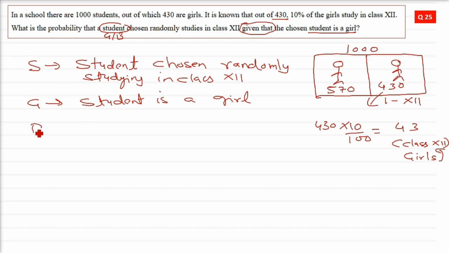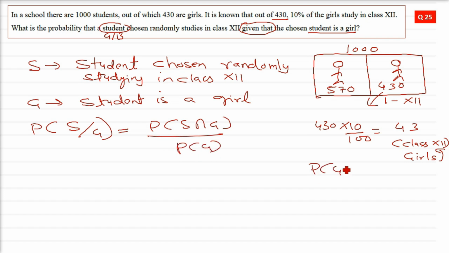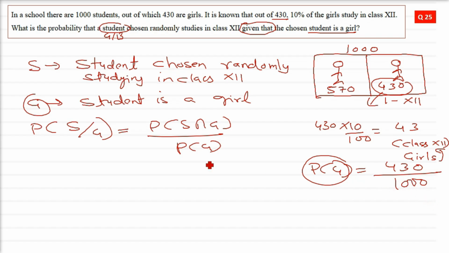Alright, so we'll just solve this question by our basic probability definition. This P(S by G) is P(S intersection G) divided by P(G). Now what is P(G)? Probability of a girl. Now in all there are 430 girls and there are total 1000 students. So 430 by 1000 is the P(G). So choosing a girl randomly from 430 girls, this only girl will come up is 430 by 1000.